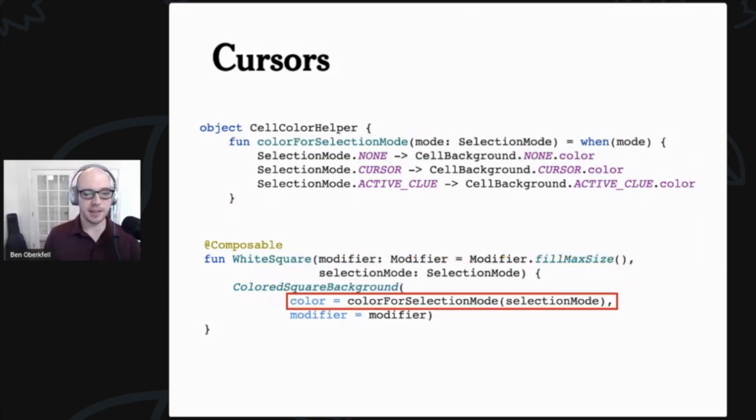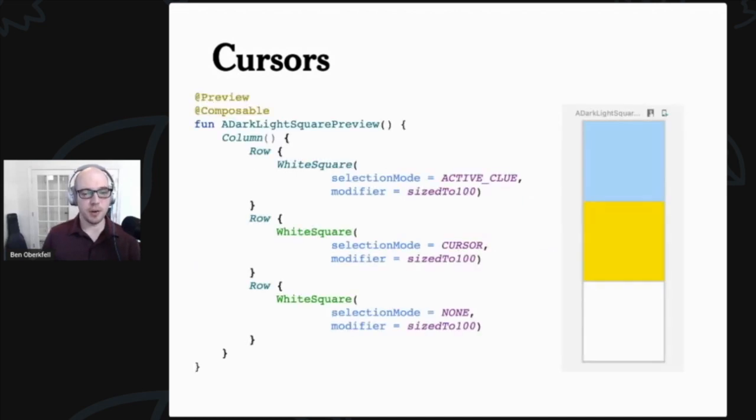And finally, now we can use that same colored square background that we had been wrapping, but this time we're going to pass in that appropriate color. So now let's go back to our preview. And here we can say, here's white squares for the active clue, the cursor, and no selection. And here are the corresponding views. So looks great so far.